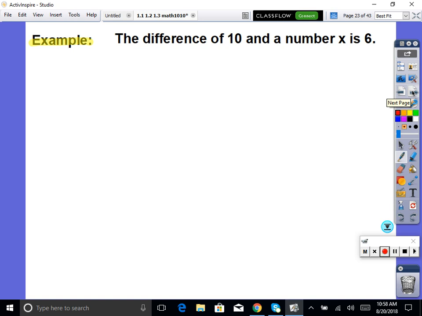Does everybody see? The difference, that means subtraction, of 10 and a number x. What goes first, 10 or x? 10 minus some number x equals 6. And now you solve. What do you subtract? 10. Then divide by negative 1. Moving on. I'm not going to solve it. That's not the hard part. The hard part is setting it up.